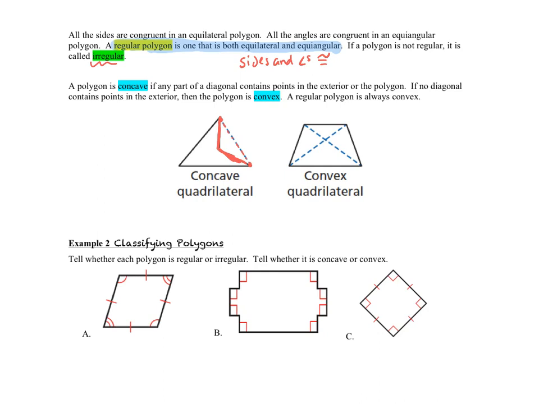So I know that example 2 is, tell whether each polygon is regular or irregular. So I see that the angles aren't all the same, so I know it's irregular. And then I also need to say if it's concave or convex. Well, it's not caving in anywhere, so it's convex. I see that this is caving in right here, or there's a diagonal outside if you want to think about it that way. So this is concave. And anything that's concave is automatically irregular. And number C, it's convex, it's not caving in anywhere, and all angles and all sides are congruent, so therefore it is regular.